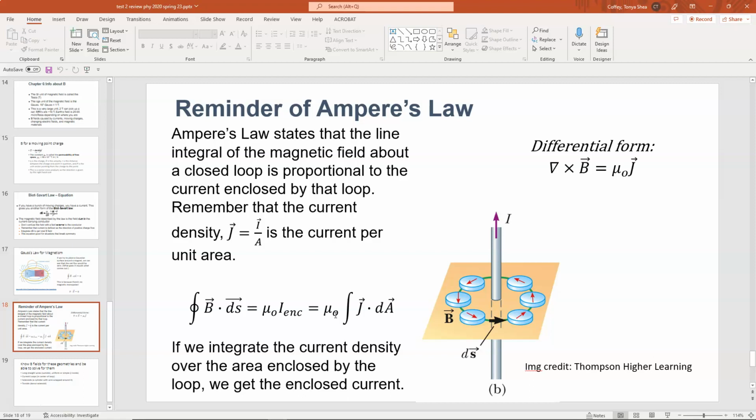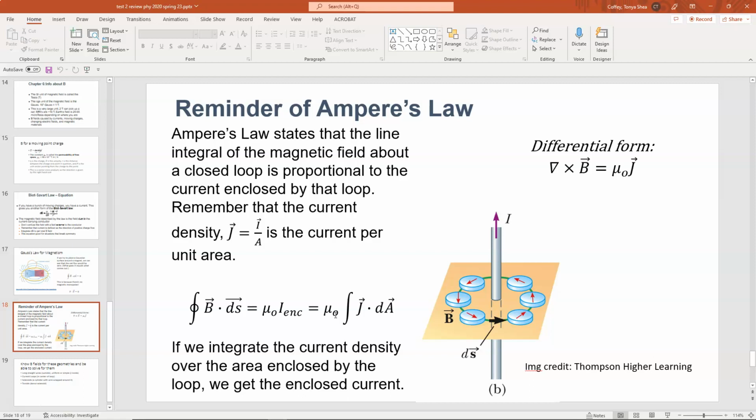Okay, Ampere's law is the other way that you can find what the magnetic field is due to a current distribution. It says that if you take the line integral of the magnetic field about a closed loop, then it's going to be proportional to the current enclosed by that loop. So, written out in integral form, the integral of B dot ds about the closed loop is equal to mu naught, that fundamental constant, times the enclosed current, I sub enc.